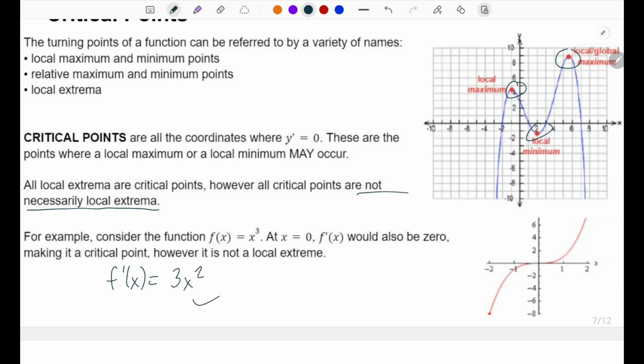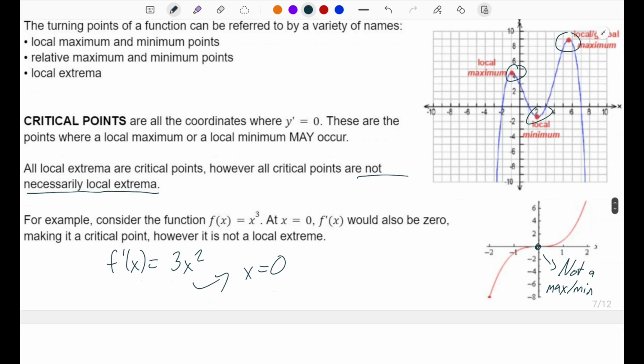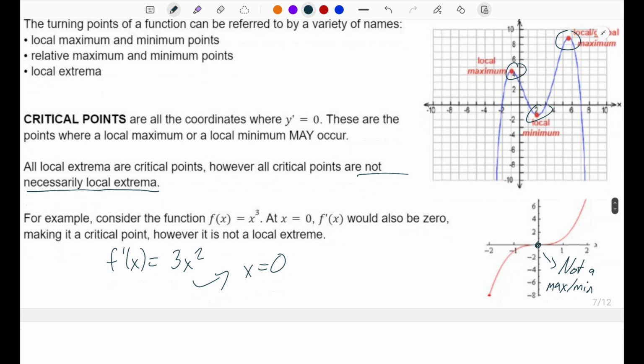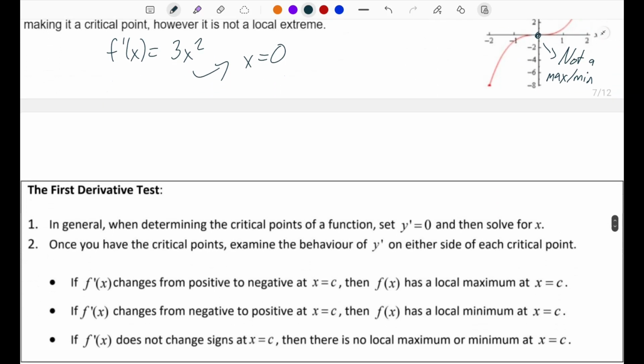And well, x equal to 0 gives 0 there. But if we take a look at our graph, that point at 0 is not a max or a min. So that's why I have to say a critical point where you have a 0 could be a max or a min, but does not have to be. So be careful of that. We're going to have to test things out to make sure what our maximums and minimums are.